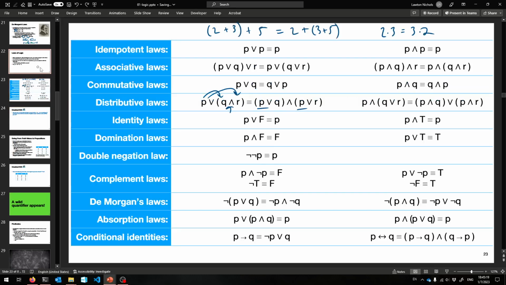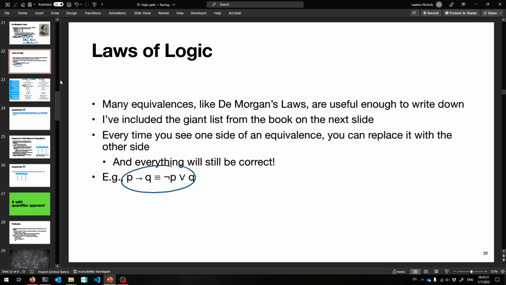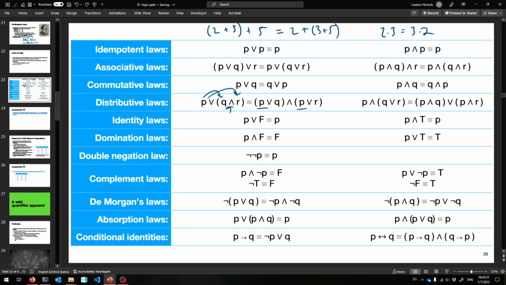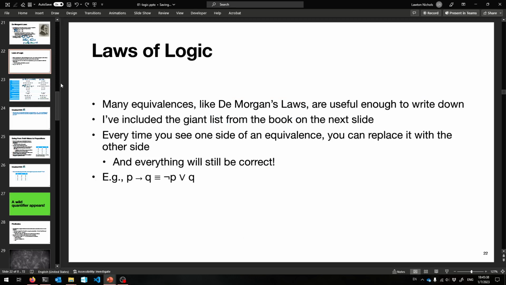Let's go back to this one. I can show you that these are the same, and somebody came up with that rule, and then you can just write it down. Conditional identities. That's true. Here's your biconditional. It becomes those two implications added together. You just prove that once and for all, and then you're good to go.